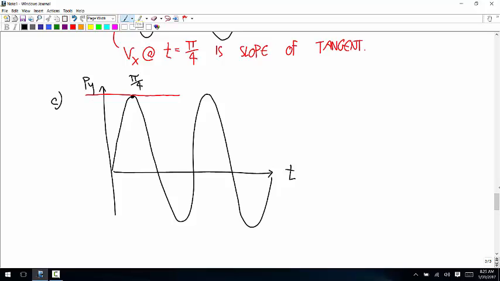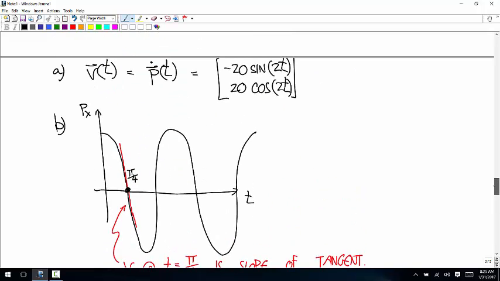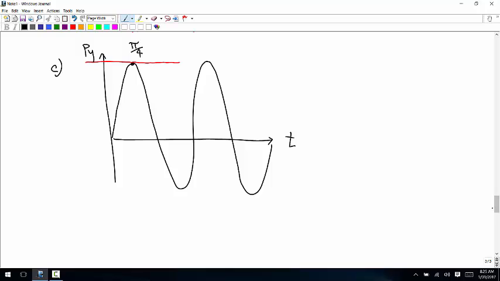So let's plug pi over 4 in for time in the velocity function we derived and make sure that those agree with each other. What's cosine of pi over 2? 0. And so the slope of this tangent line should be equal to 0. And is it? Yep. And then the last one.